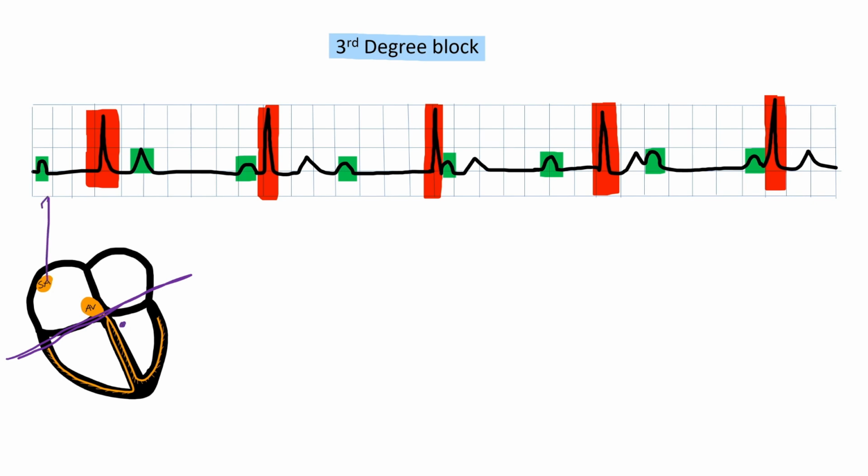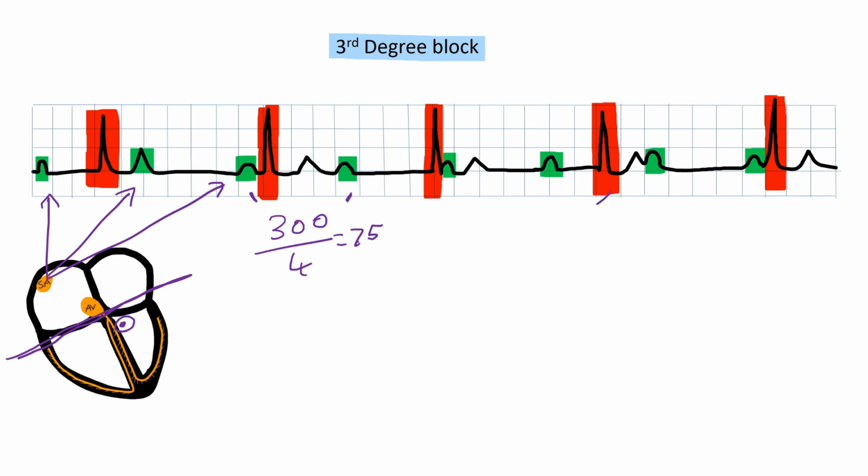Now the SA node fires, and you get these regular P waves. And also this pacemaker down here fires, and we get these QRSs. Now they're both regular, but they have different rates. So let's have a look. For example, between this P wave here and this P wave here, there are four boxes. 300 by 4 is 75. So therefore, the SA node is firing at 75 beats a minute.